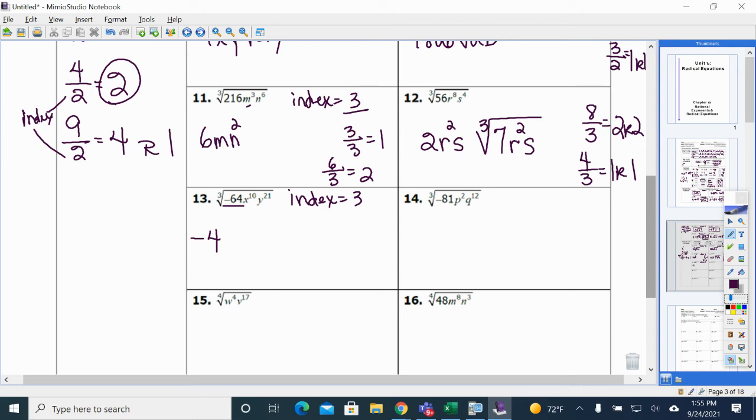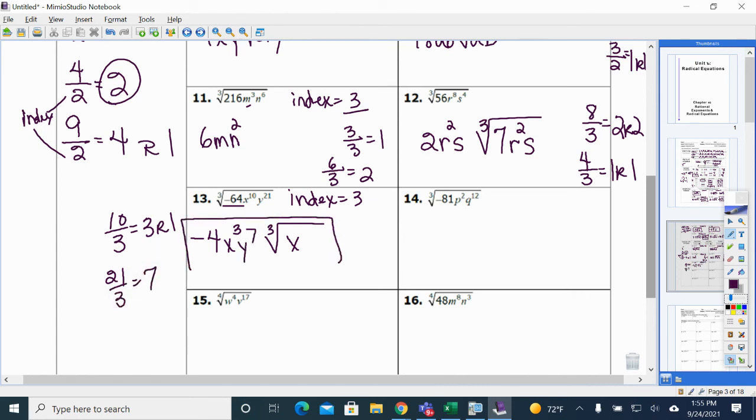For our x to the 10th, 10 divided by 3 is 3 remainder 1. So I'm going to have an x to the 3rd on the outside and an x to the 1st on the inside. Y to the 21st power, 21 divided by 3 is a whole 7. So I'll have y to the 7th on the outside.